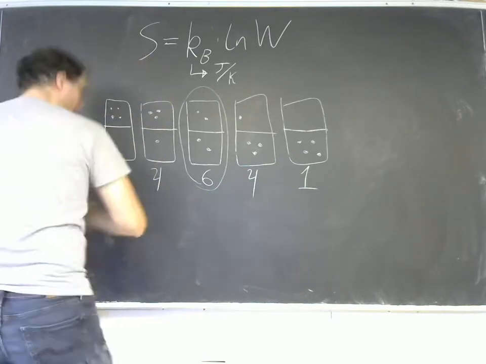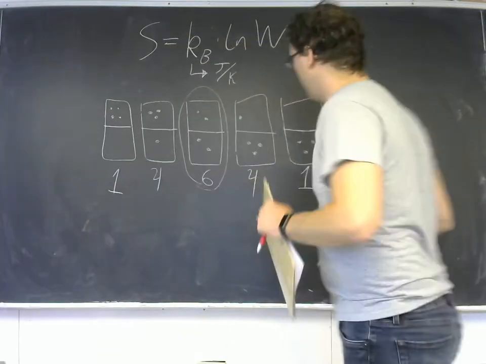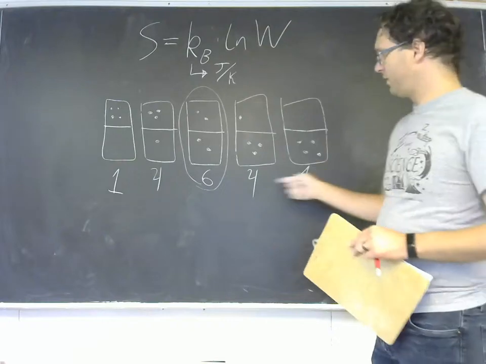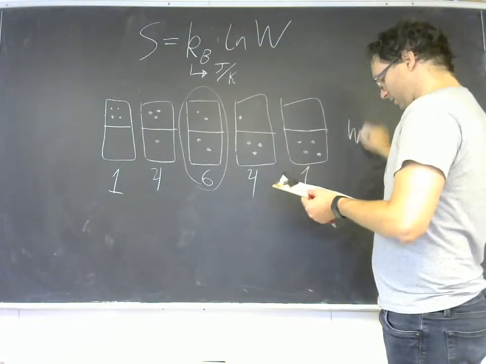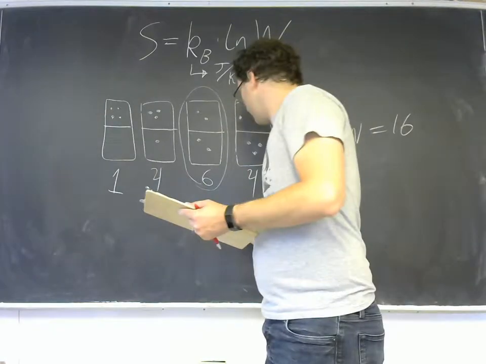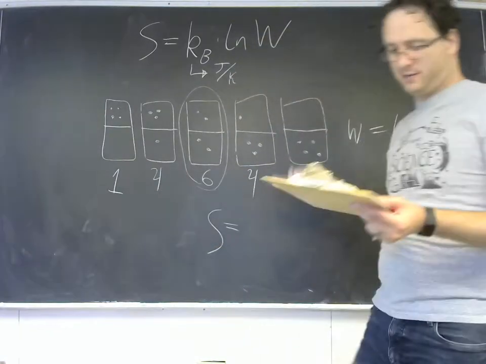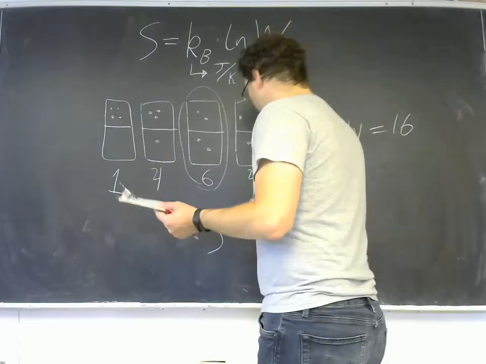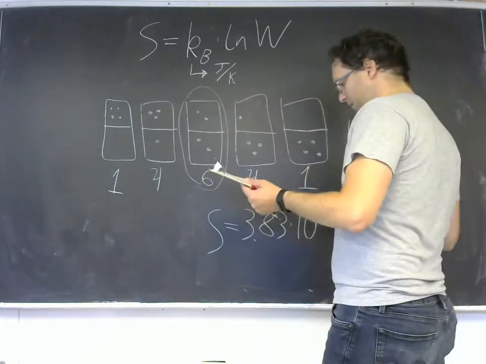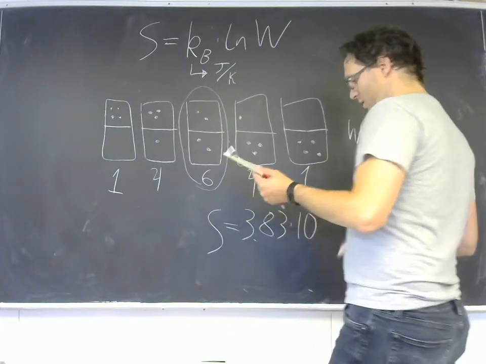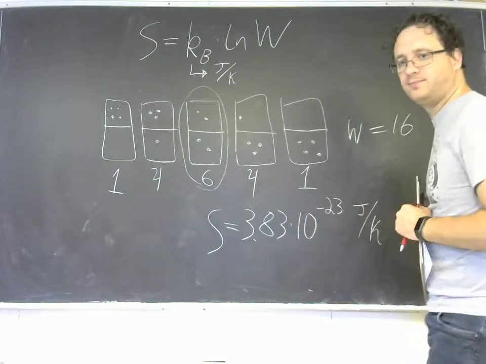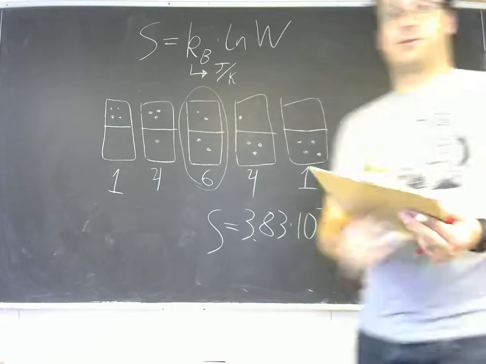Okay. Now all we really want is to count up our microstates to get W, and we've got 4 plus 1 is 5, and there's another 5 and a 6, so W is equal to 16. And so S is going to equal k times the natural log of 16, 3.83 times 10 to the negative 23rd joules per Kelvin. And that's it for quiz 18.1.